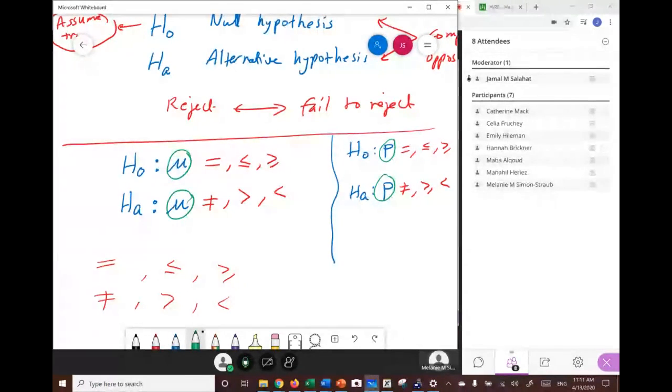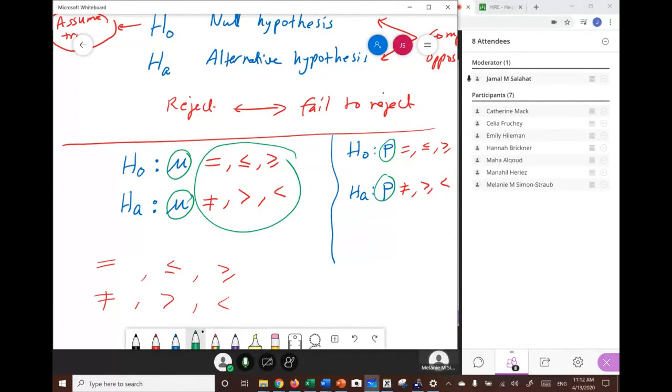The second thing you need to capture is what are they talking about here in terms of equality or inequality? Did they say equal? Did they say less than or equal? Did they say greater than or equal? Did they say not equal? Did they say less or more? One of those 6 possibilities is going to be in there for you.